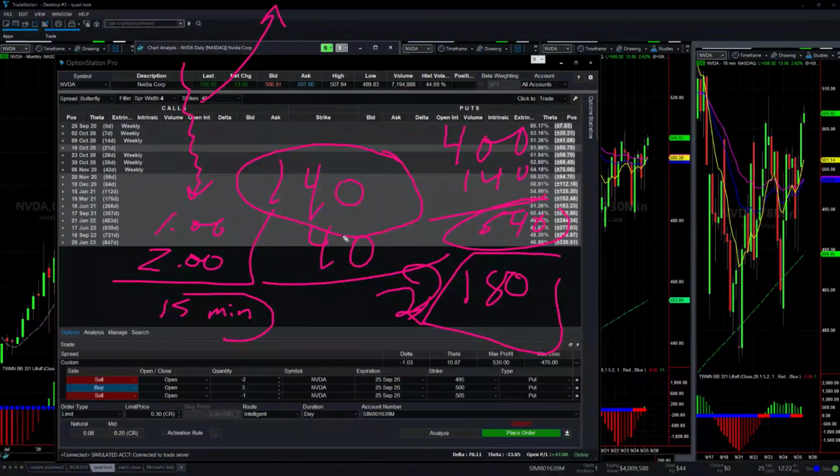You have to know what you're doing. You have to really be on top of it, and you have to call your broker so they don't close it out early on you.